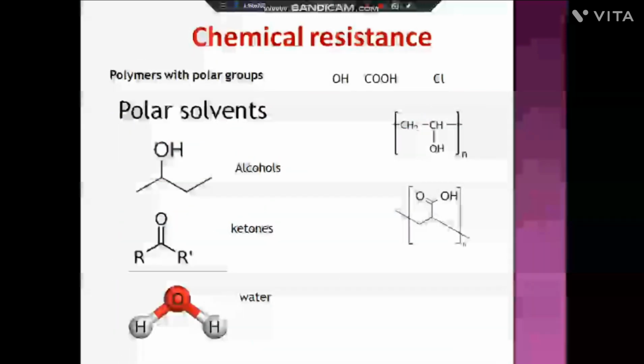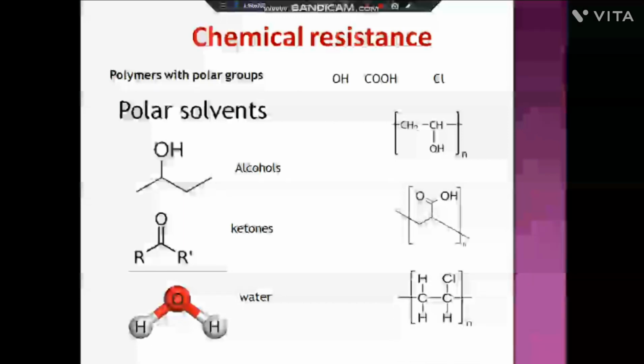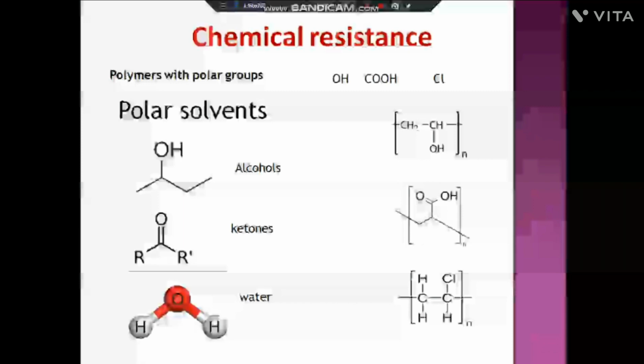So firstly, the chemical resistance. If the polymer contains polar groups such as OH, COOH, Cl, even NH2, then they can dissolve in polar solvents. Some examples of polar solvents are alcohols, ketones and water. So if the polymer chain consists of polar groups, they can dissolve in polar solvents. If they do not have polar groups, then they dissolve in non-polar solvents only.